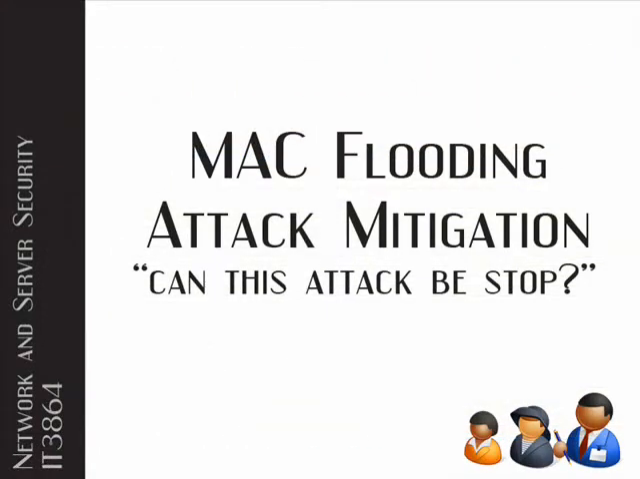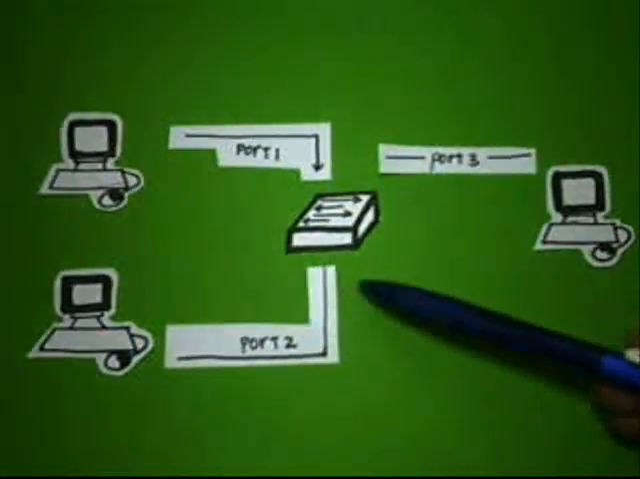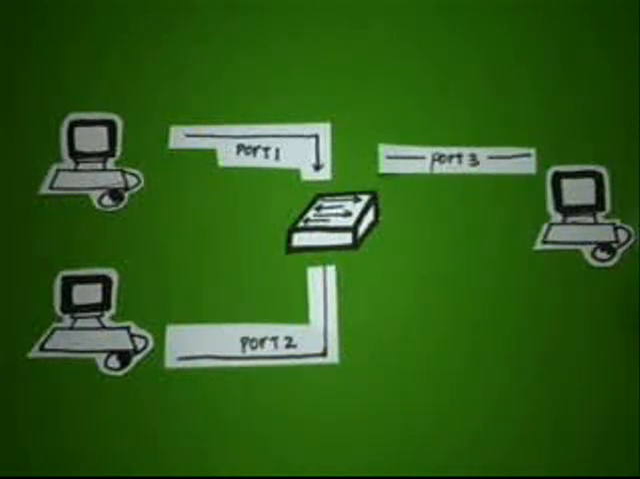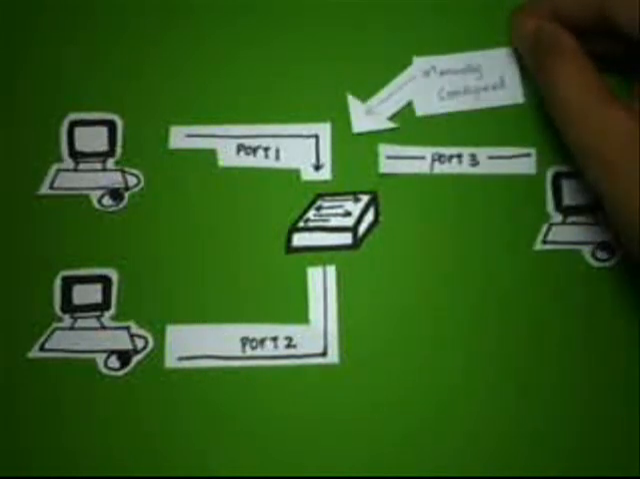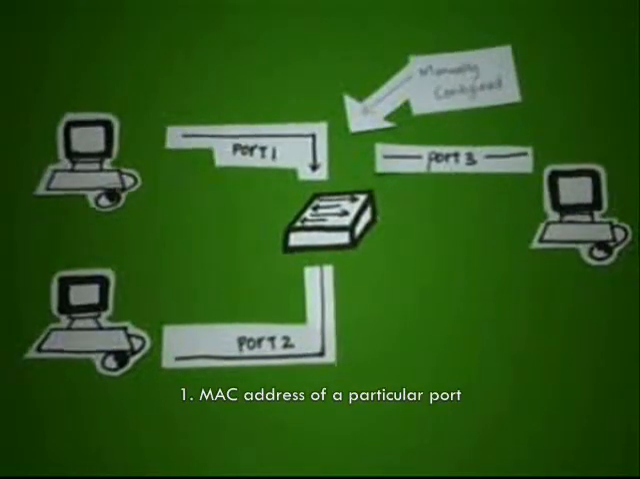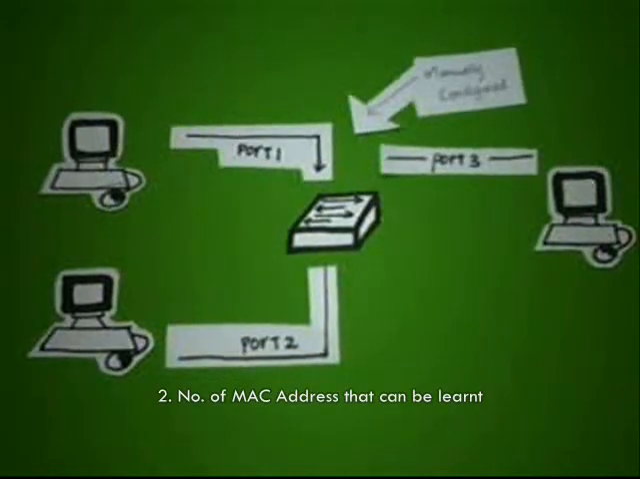MAC flooding attack mitigation, and can this attack be stopped? The CAM table overflow attack can be mitigated by configuring port security on the switch manually. These options provide for either the specification of the MAC addresses on a particular switch port or the specification of the number of MAC addresses that can be learned by a switch port.